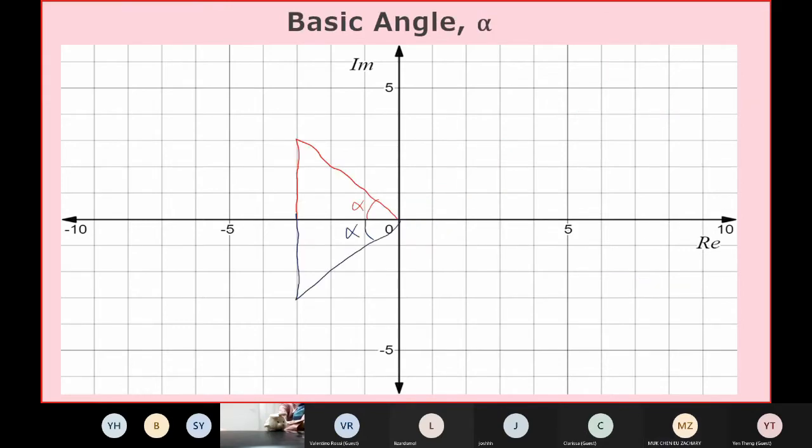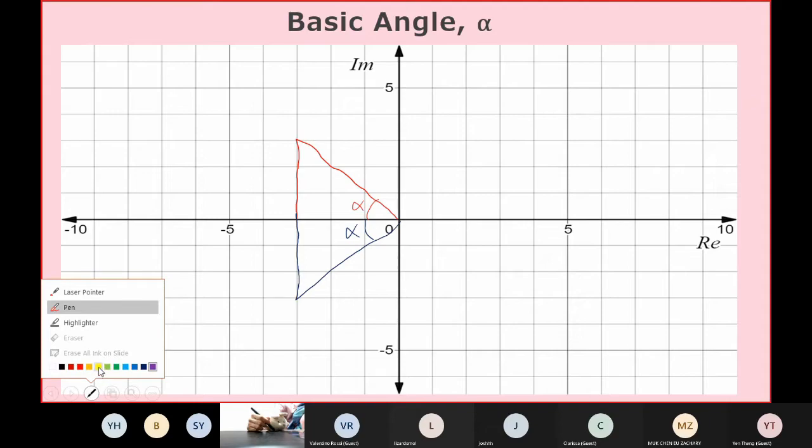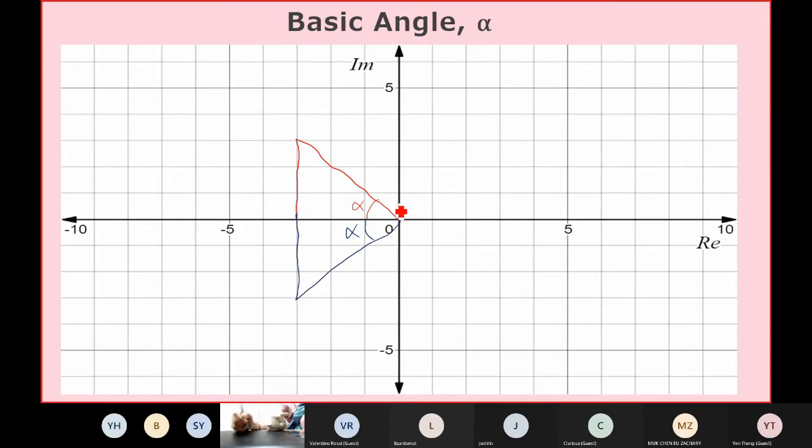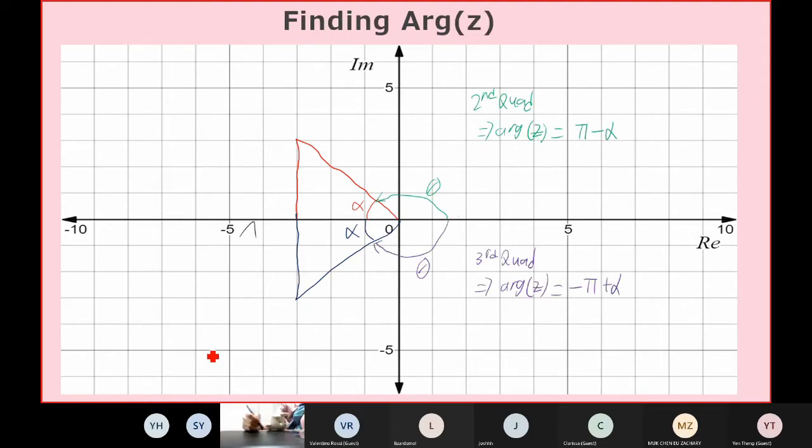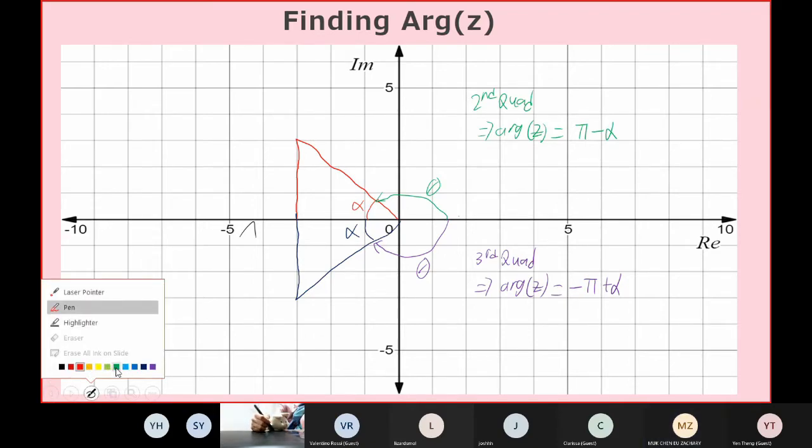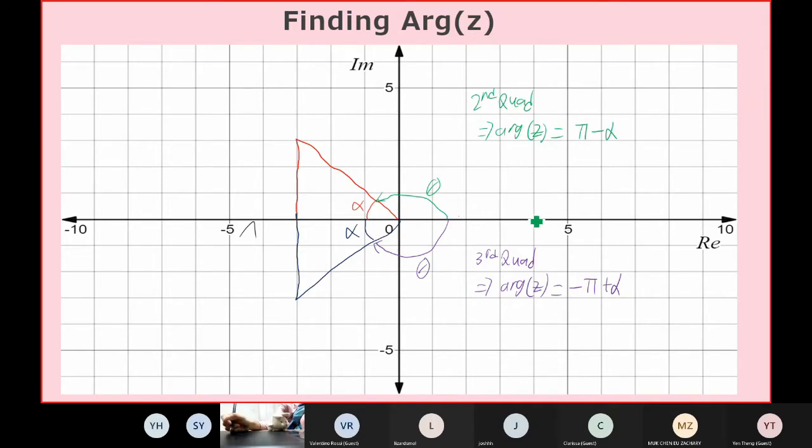Then we talk about the basic angle for our second and third quadrants. You notice that our basic angle would still be on the left side. So again, it's the angle within the triangle at the origin. So our alpha will be here as marked out by the two triangles, and our argument would then simply be written out here. So the second quadrant would be pi minus alpha, right? I think you guys can see why. Because if we go from here all the way to here, it is pi, minus away this alpha, to give us pi minus alpha, the argument of the complex number.